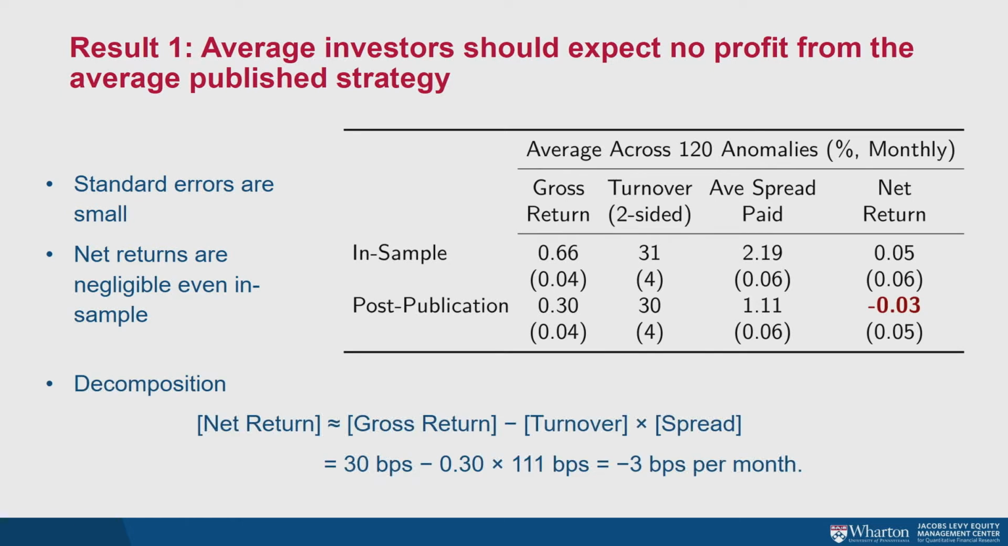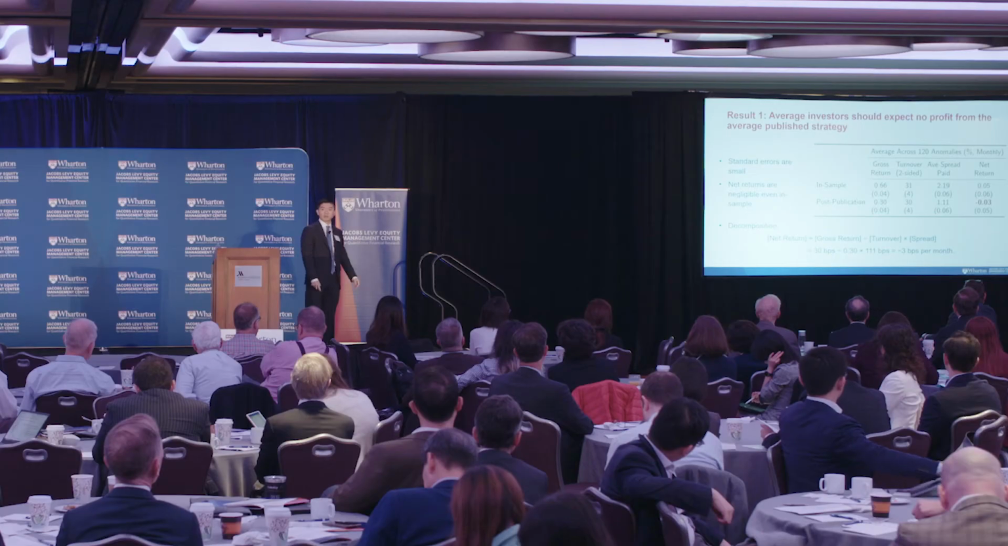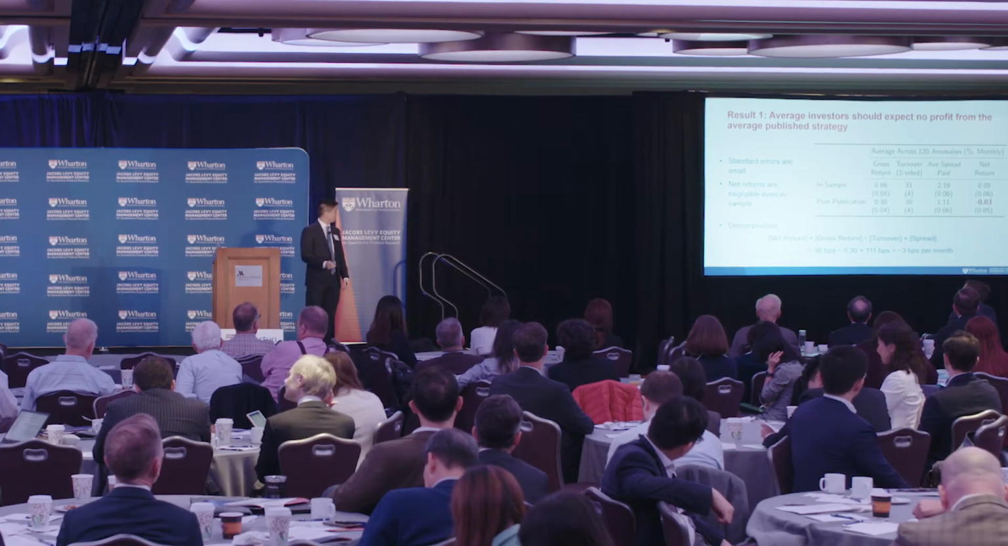And this table gives you a nice little decomposition of the decline in returns. So if you start with the gross return, you just have to subtract the turnover times the spread, like the quantity times the price, and then you see that the math just works out. 30% turnover times a 111 basis point spread post-publication, that's just going to wipe out the gross return of 30 basis points.